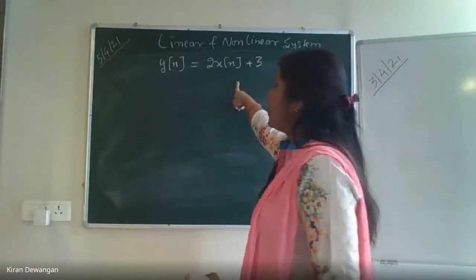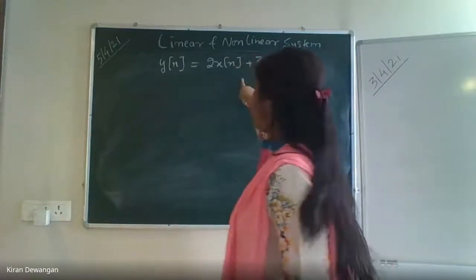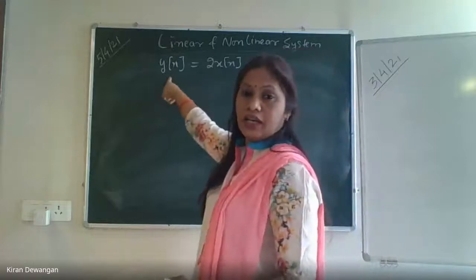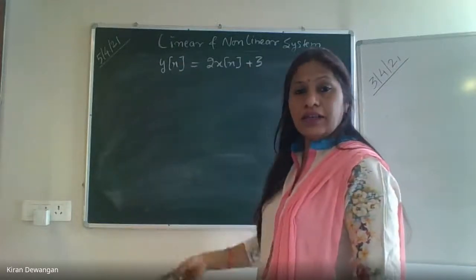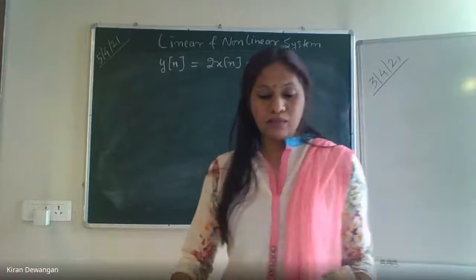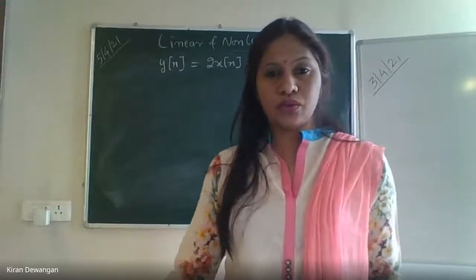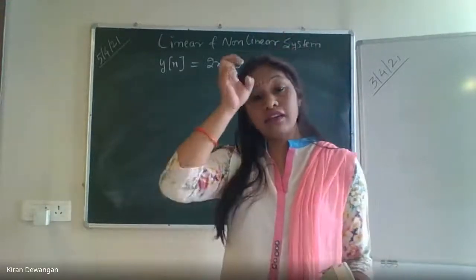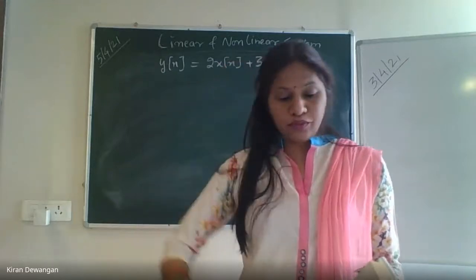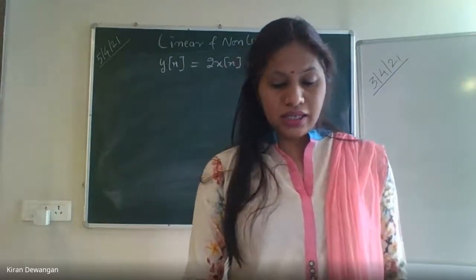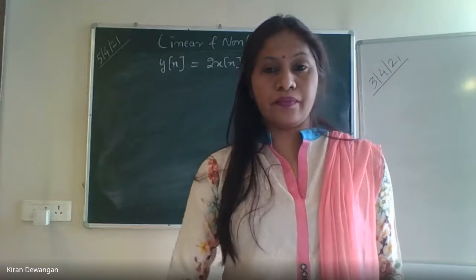If you take x1(n), this becomes y1(n). If you take x2(n), this becomes y2(n). Then finally we have to take x3(n). x3(n) will be a times x1(n) plus b times x2(n). So accordingly we'll get y3(n). Check that and tell me whether it is a linear system or non-linear system.